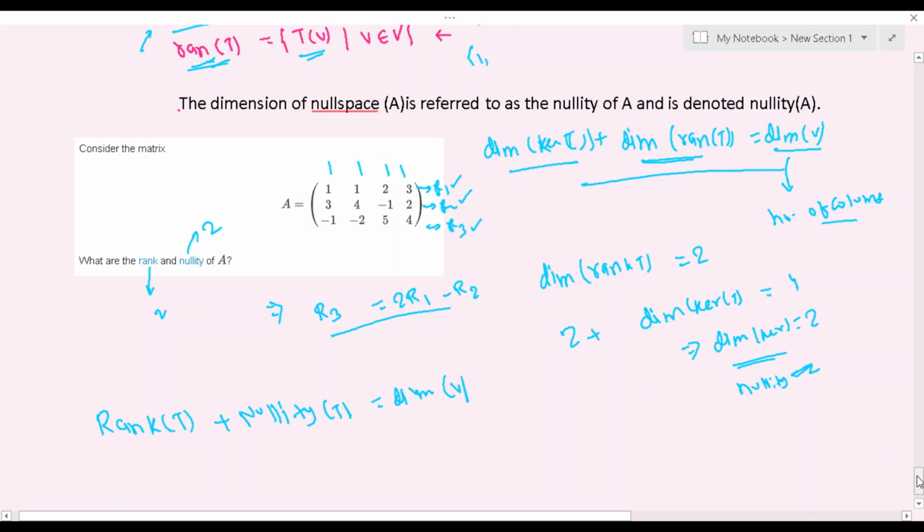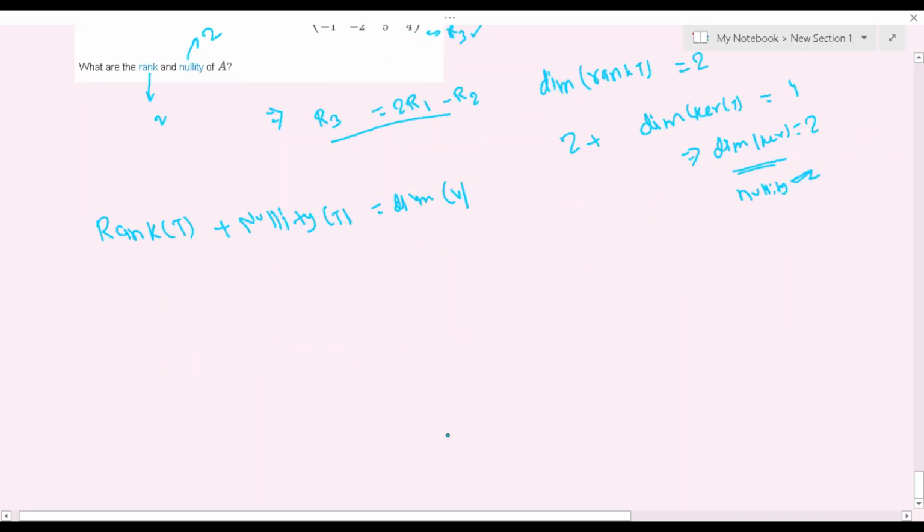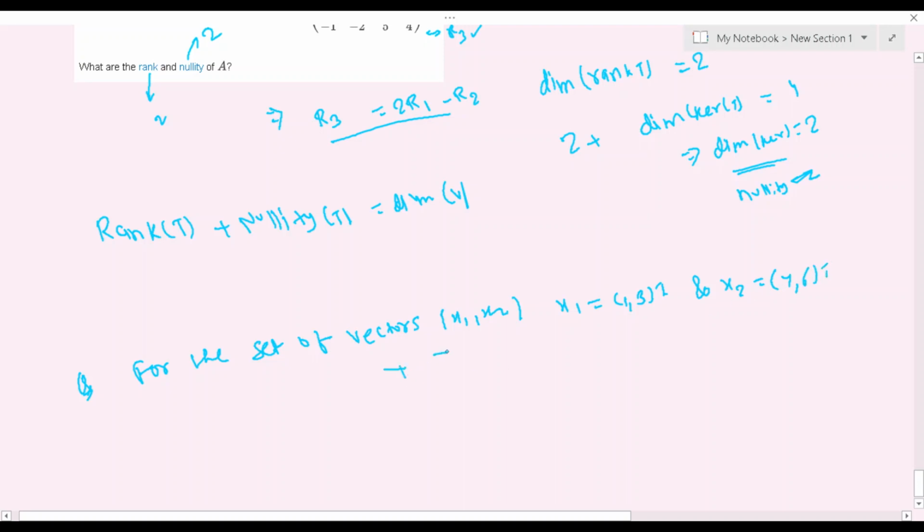Okay, let me consider one more example here. Suppose the question is, for the set of vectors x1, x2, where x1 is (1, 3) transpose, and x2 is (4, 6) transpose. Obviously these vectors are in the second dimension, that is R squared.